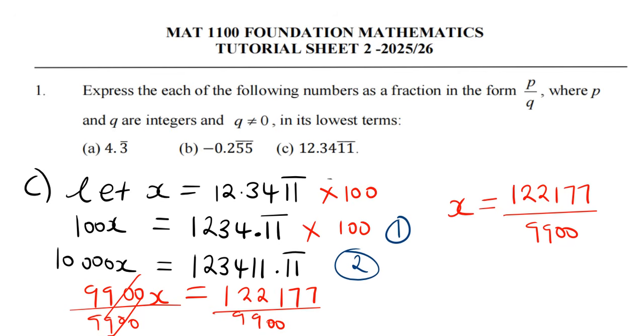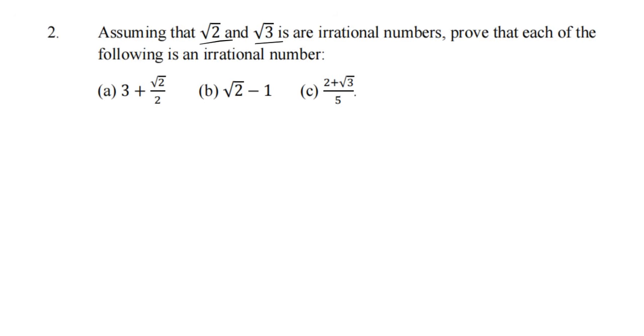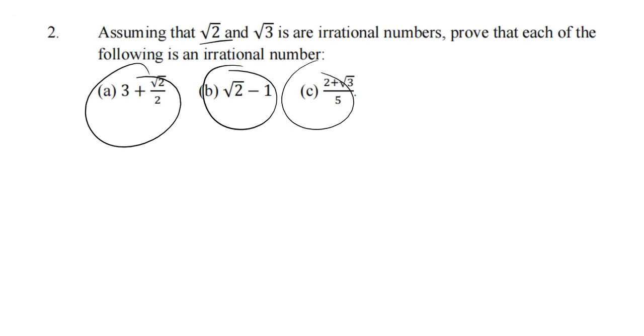So basically this is how we prove, in terms of fractions, that the repeating decimal is a fraction. Let's solve question number 2. Assuming that root 2 and root 3 are irrational numbers, then we're told to prove that each of the following is an irrational number. Okay, so these are the questions that we have.